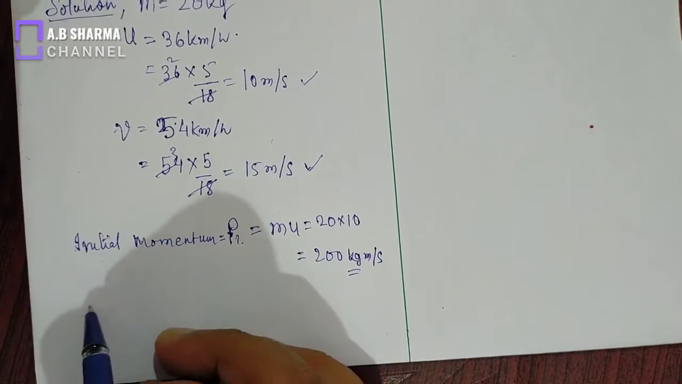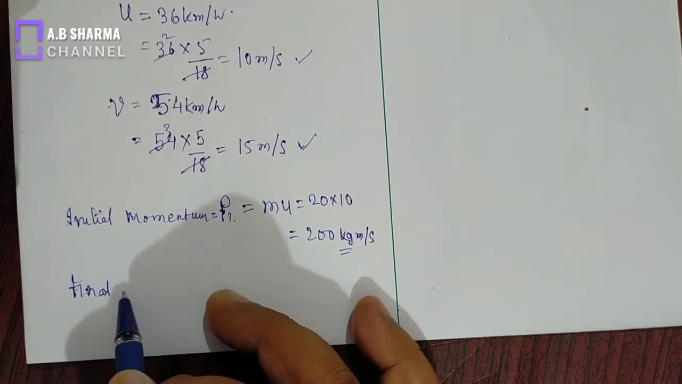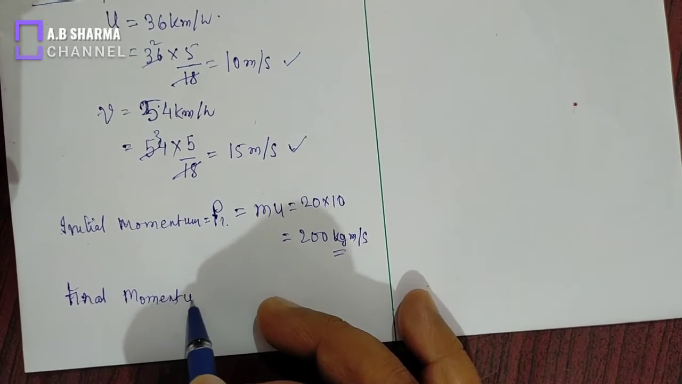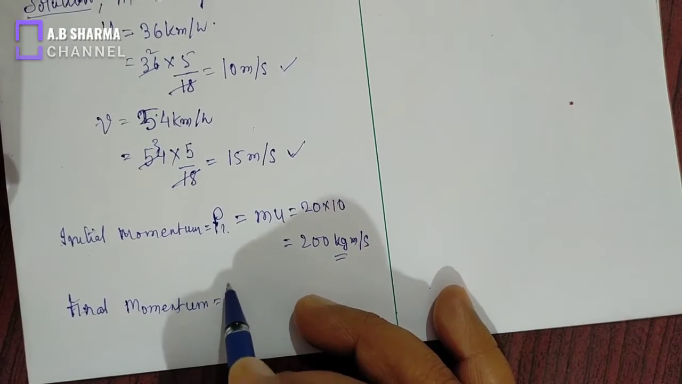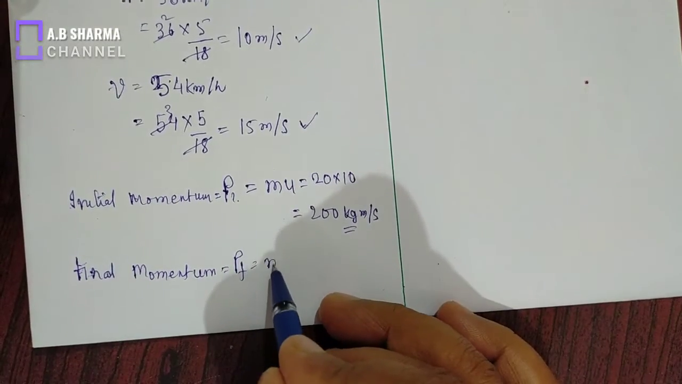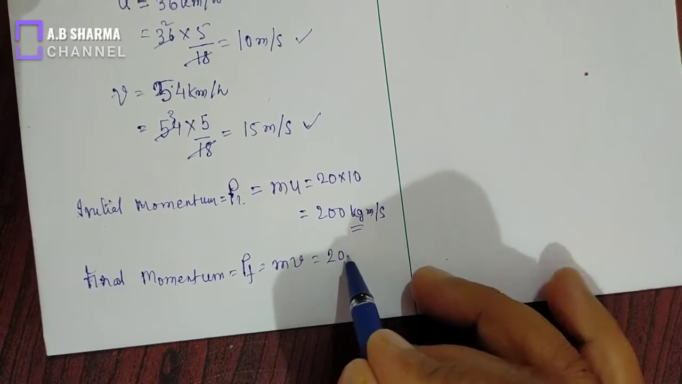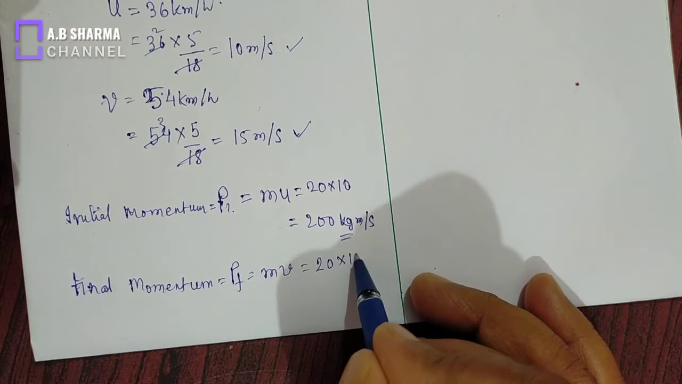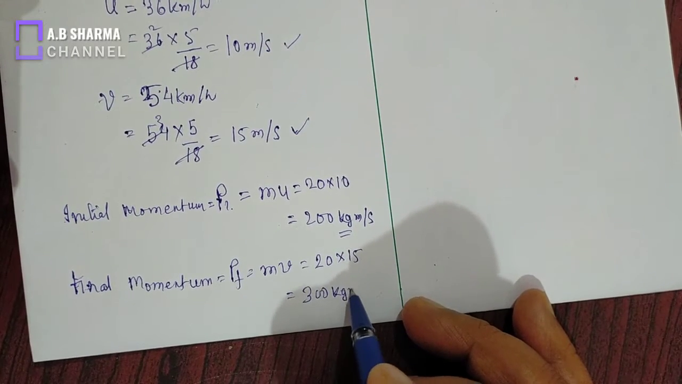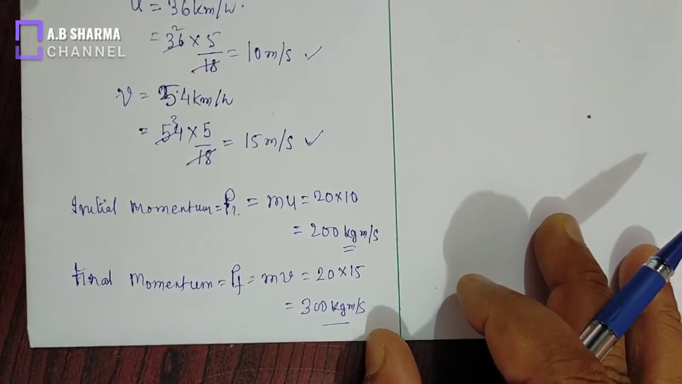Final momentum, what is the final momentum? It is denoted by Pf equals mass into final velocity, or mass into v, which is equal to mass is given 20 kg and velocity is given 15, means 300 kilogram meter per second. So we have calculated the initial and final momentum.